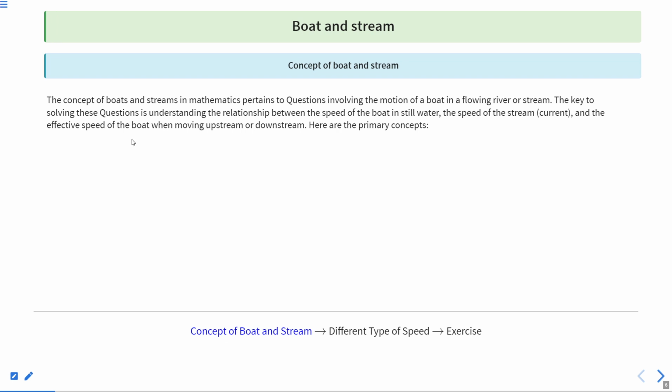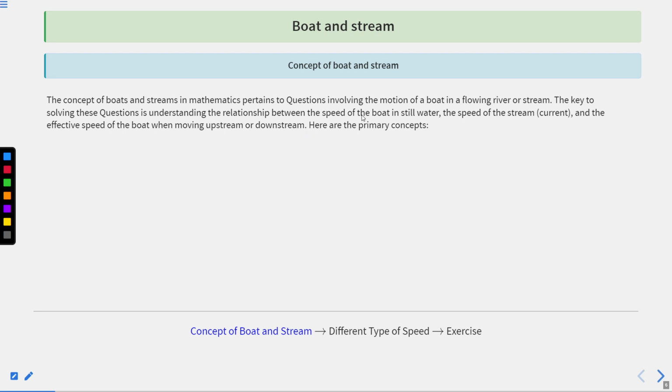So the concept of stream in mathematics pertains to questions involving the motion of boat in flowing river or stream. The key to solving these questions is understanding the relationship between the speed of boat in still water, the speed of stream, that is current, and the effective speed of boat when moving upstream or downstream.